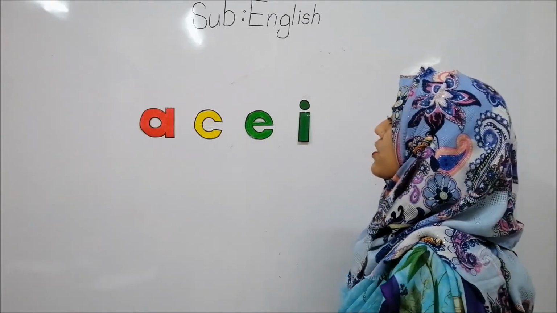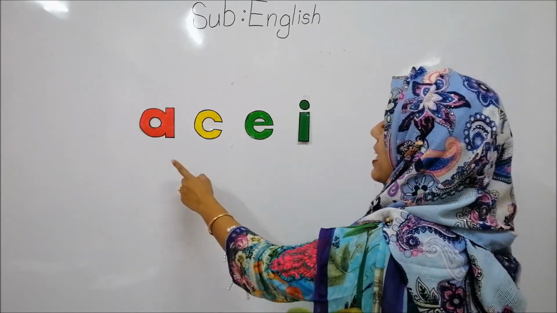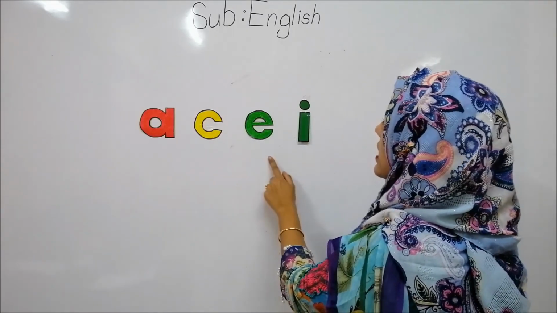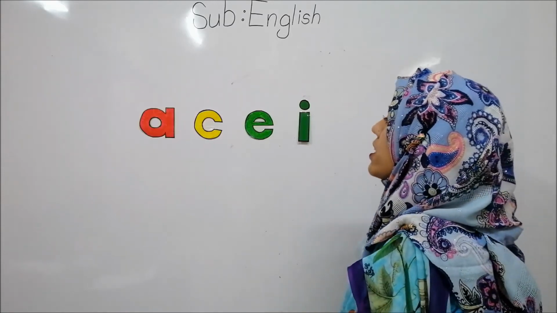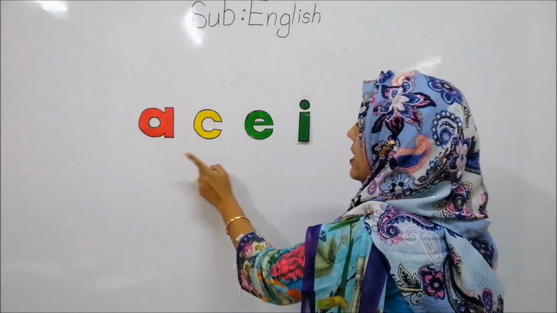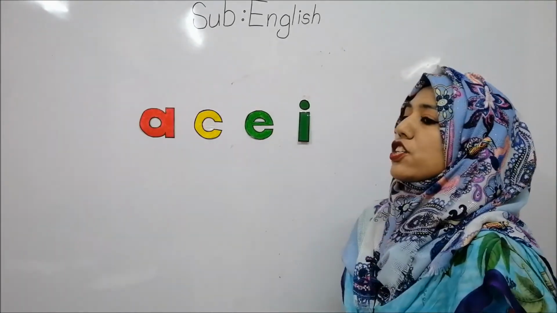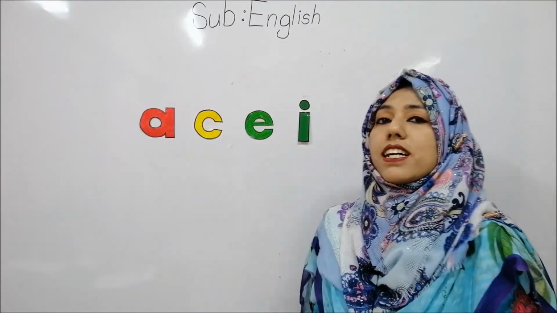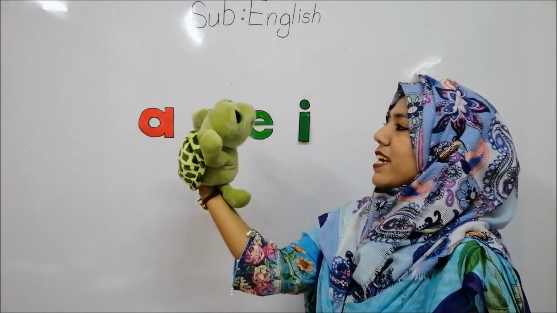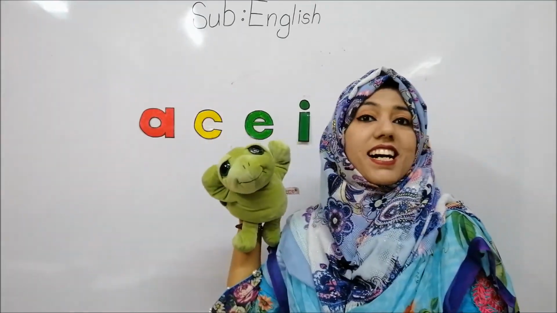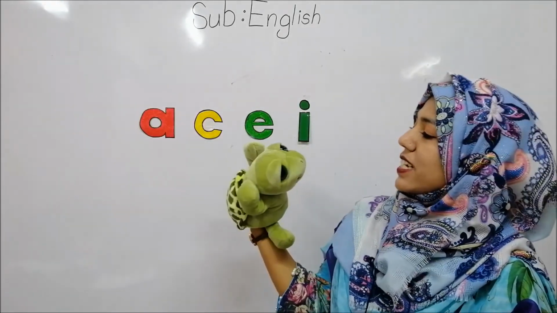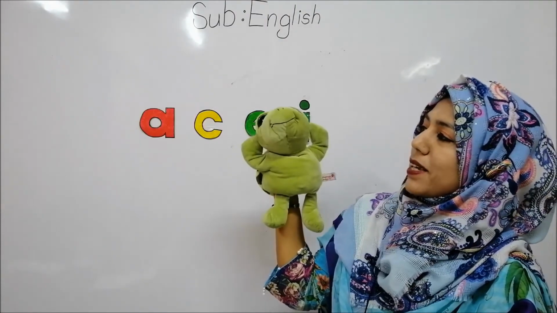Here, Mr. Turtle has got some friends, right? A, C, E, I. These all are short letters. Okay. So, A, C, E, I. These are short letters. These are Mr. Turtle's friends. So, Mr. Turtle, are you happy now? Yes, I am happy. Oh, Mr. Turtle is happy now because he has got his friends. Okay, Mr. Turtle, bye bye.